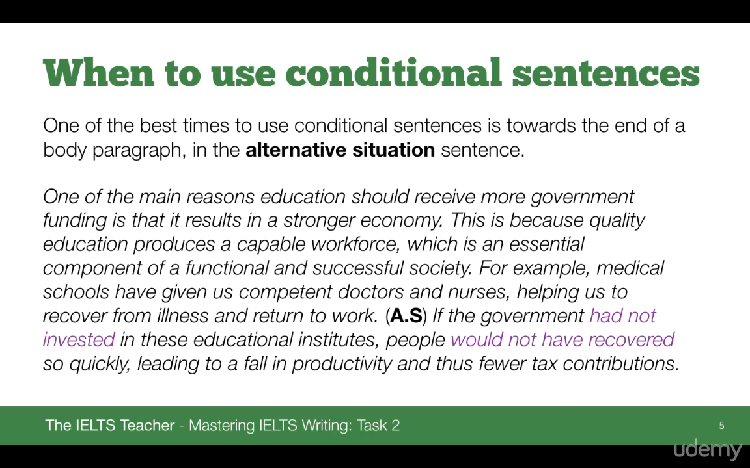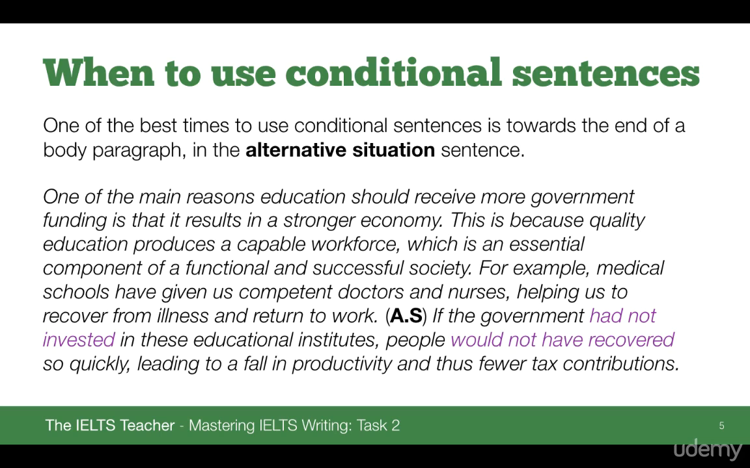So if the government had not invested in these educational institutes, people would not have recovered so quickly, leading to a fall in productivity and thus fewer tax contributions. So the economy dwindles as a result. So as you can see, we're using the third conditional here. This one is the most complex. It's quite difficult to put into your body paragraph naturally, but if you have the opportunity, try it out, as long as you're confident that you'll be able to write it accurately.